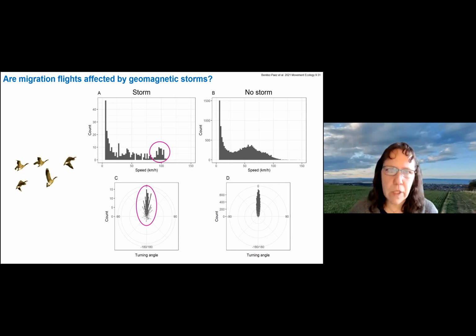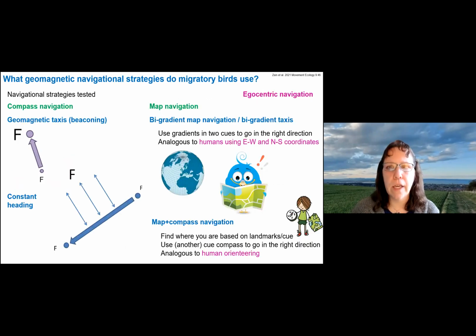Another thing that's interesting is how do they actually use these geomagnetic values to navigate? And for this, we tested several possible strategies. These are all egocentric navigation strategies. So that means that the bird is looking at what's happening in the environment and then orienting itself based on the environment, the state of the environment. And we tested two strategies for compass navigation, so finding the direction, and two strategies for map navigation.